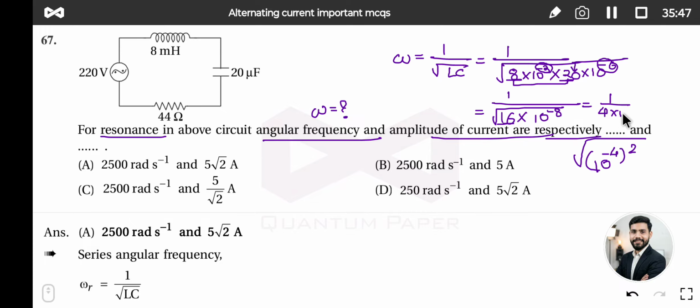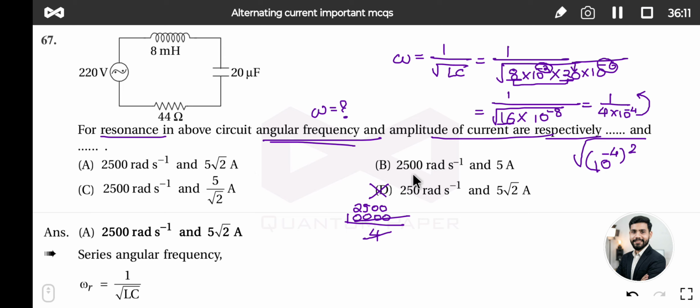So if we take this 10 raised to minus 4 from the denominator to the numerator, we will get 10 raised to plus 4, that means 10,000 divided by 4. So 10,000 upon 4 is nothing but 2,500. So angular frequency is nothing but 2,500, so D option is wrong. Remaining all options have angular frequency 2,500.